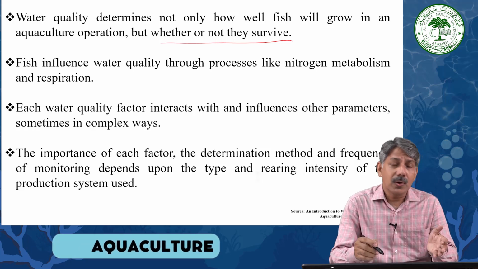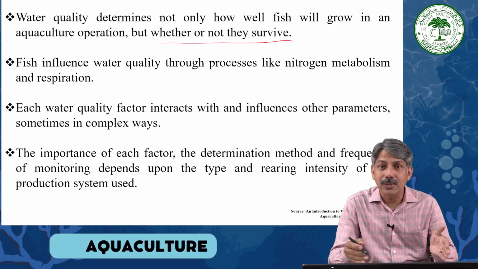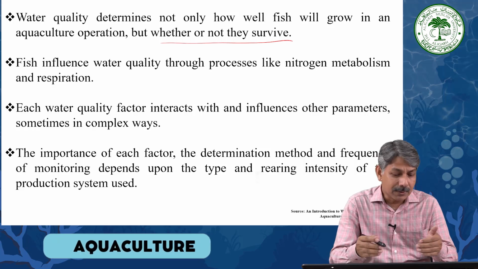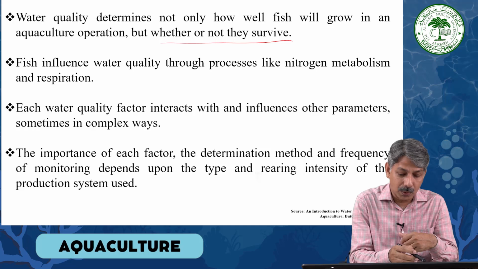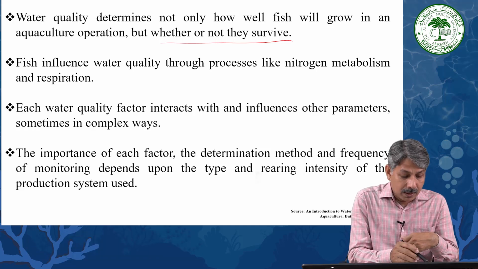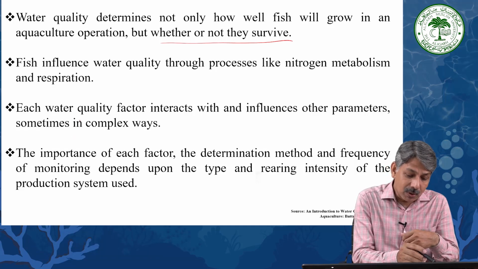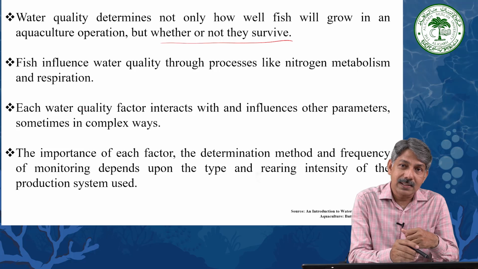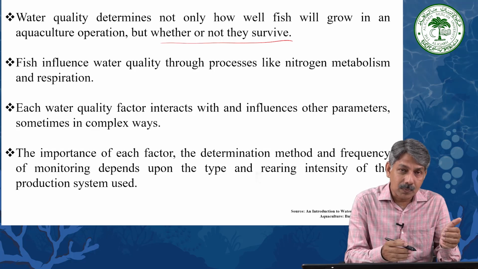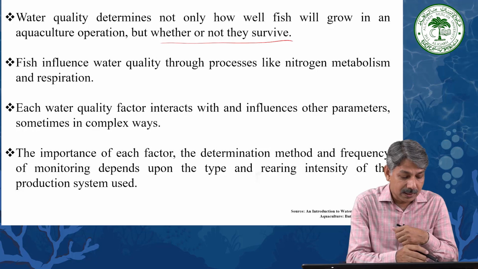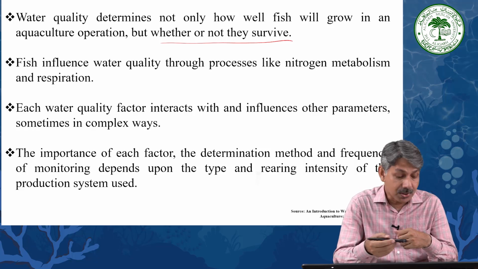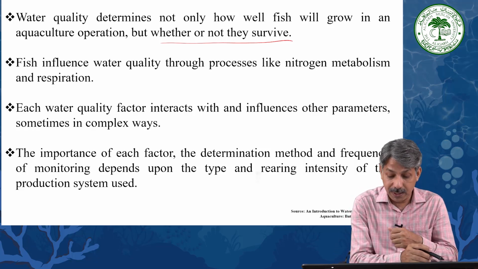So we all know that in different aspects of the fish life cycle, different water quality parameters may have a very significant role. Water quality parameters, individually as well as in combination with each other or interacting with each other, can influence the biology and the physiology of the fish which is being cultured.